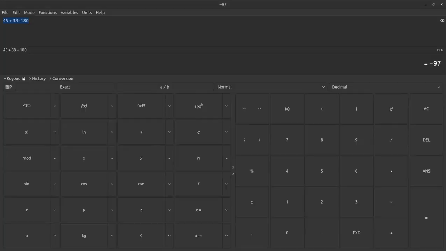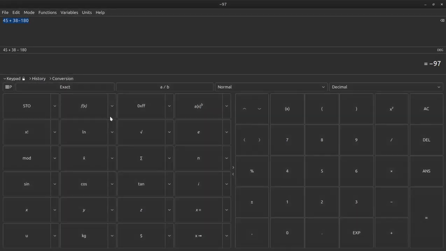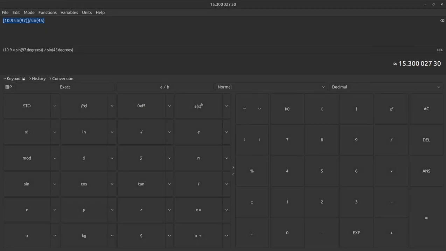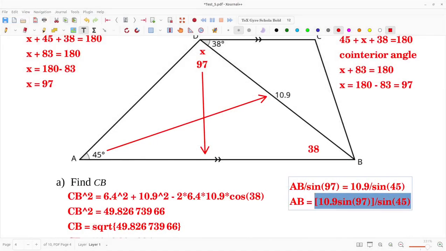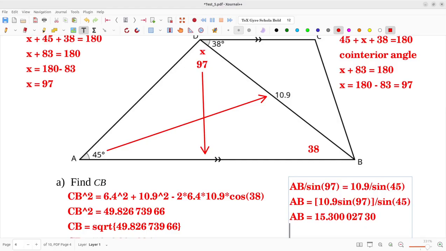Let's put it on a calculator. Then this is going to give you 15 point, so AB is equal to 15.30000, which means AB, to three significant figures, don't forget, is 15.3 centimeters.